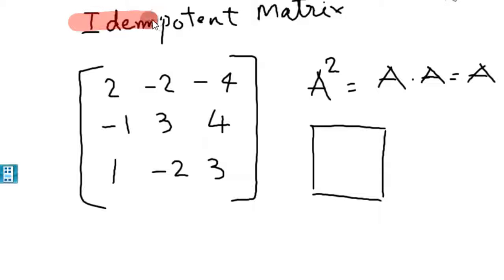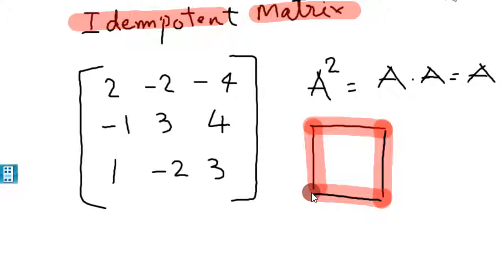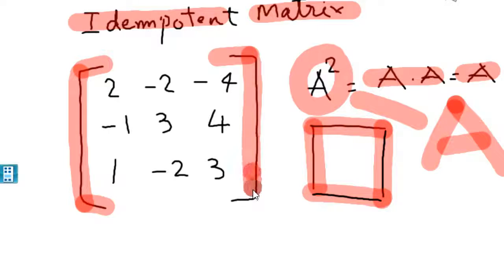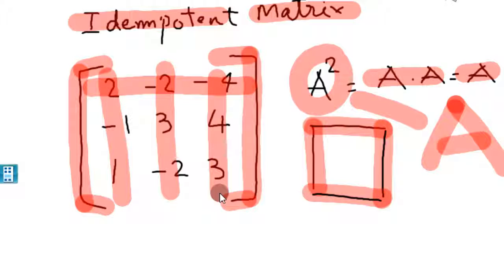An idempotent matrix is essentially a square matrix which, when multiplied by itself, gives itself, or in other words, the square of the matrix is equal to the matrix itself. The matrix given here is an example of an idempotent matrix. This matrix, when multiplied by itself, yields itself.